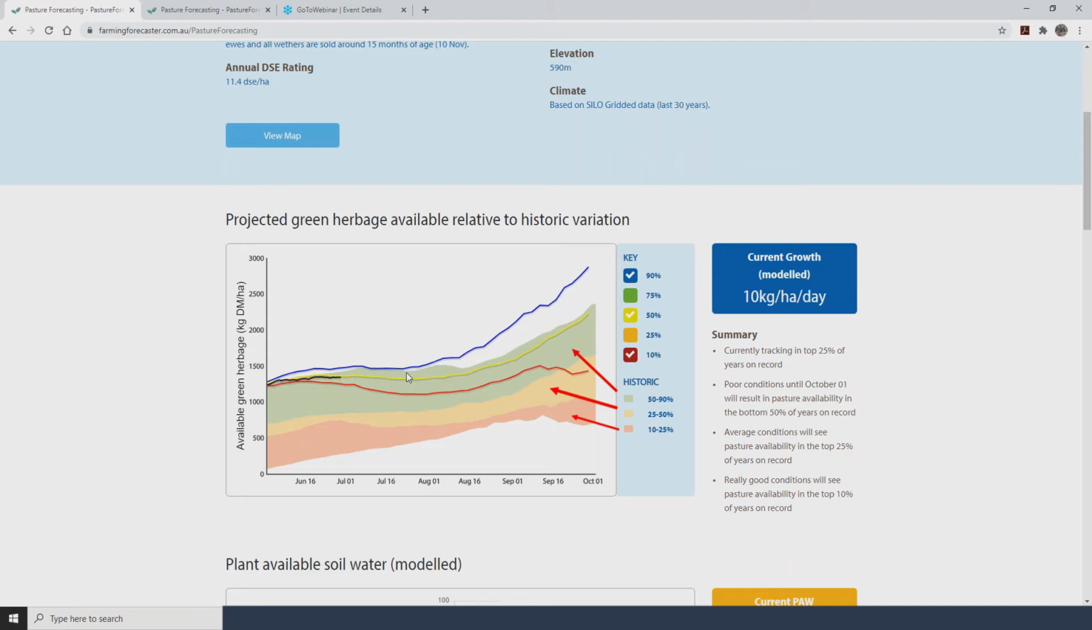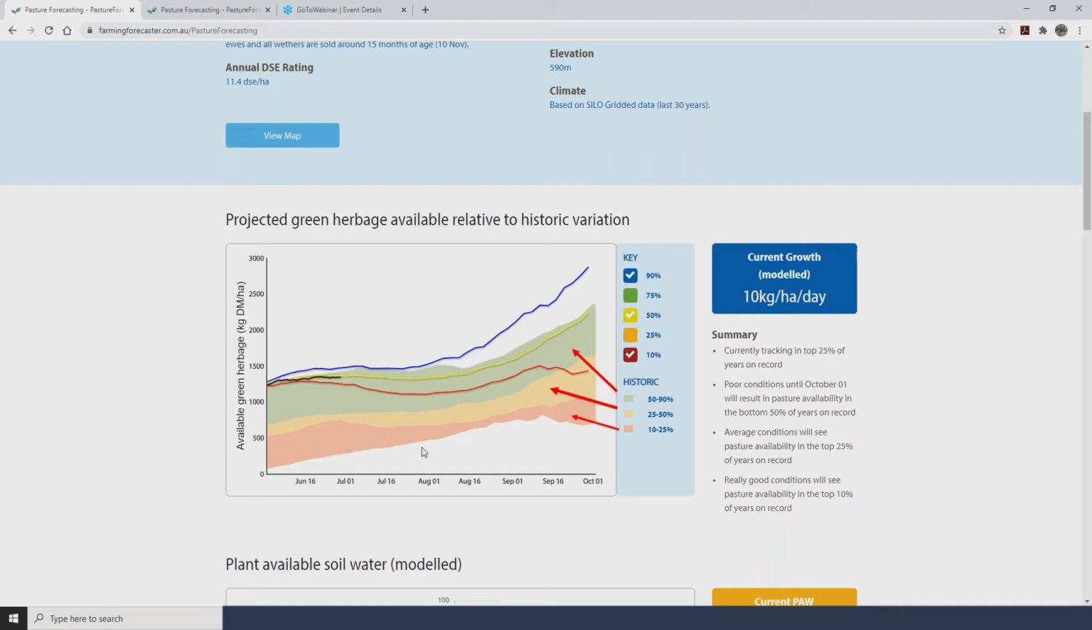The last thing to have a look at is how quickly these projected lines spread apart. If these lines stay quite close together, this is indicating that there is sufficient moisture in the system to drive future pasture growth. Whereas if the lines separate quite quickly, this is indicating that moisture is limited and that future pasture growth is highly dependent on rainfall.